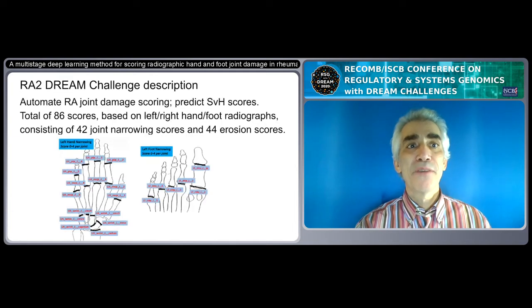The challenge itself is to automate rheumatoid arthritis joint damage scoring, specifically the Sharp-Van der Heijde method, which, as you can see, requires coming up with a bunch of different damage scores on individual hand and foot joints, or in machine learning speak, predicting many different features for each input image.